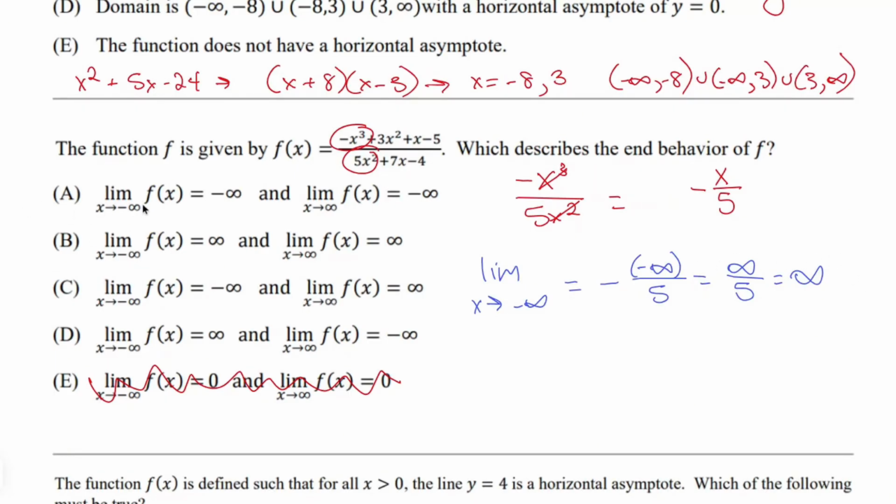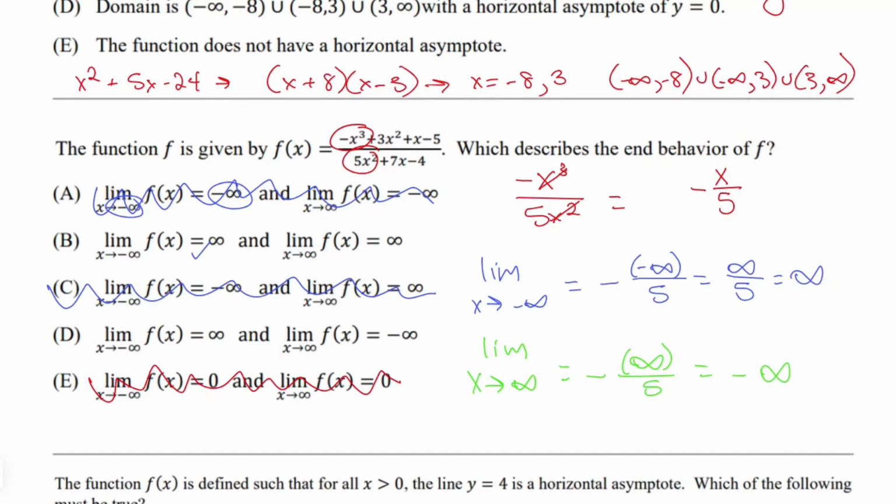So we can eliminate some more. Negative infinity goes to negative infinity? Nope. Negative infinity goes to positive infinity? Yup. Negative infinity goes to negative infinity? Nope. Negative infinity goes to positive infinity? Yes. Now let's do this process one more time. The limit as x approaches positive infinity has me plugging in infinity into x. Negative positive infinity over 5 is negative infinity divided by 5, which is still infinity. So the limit as x approaches positive infinity is negative infinity, which is not the option, leaving D as my answer.